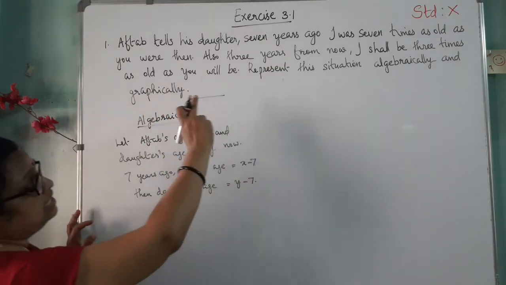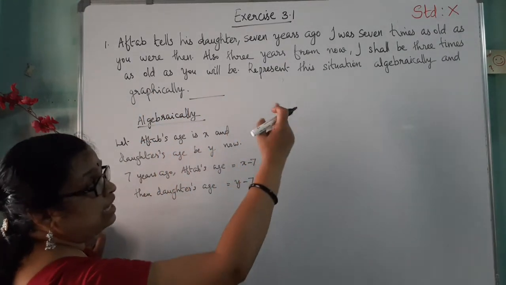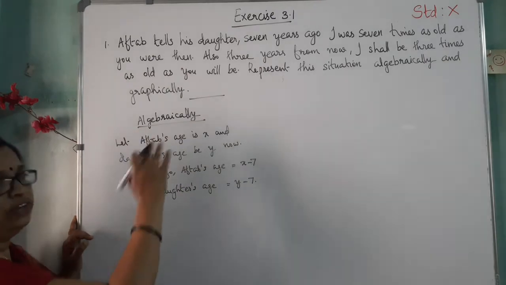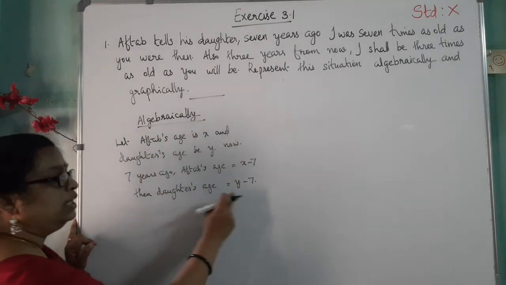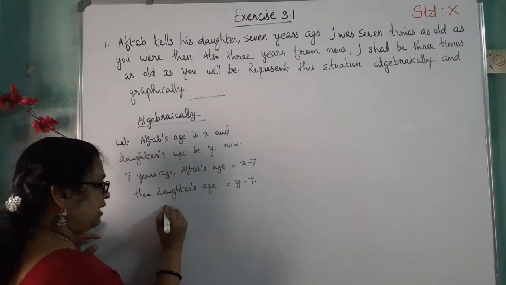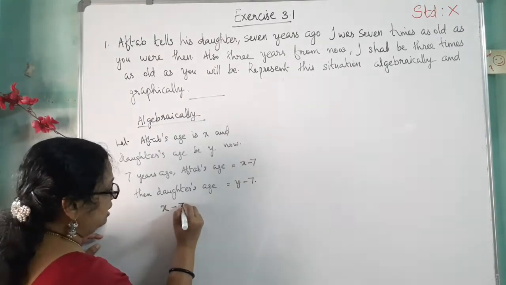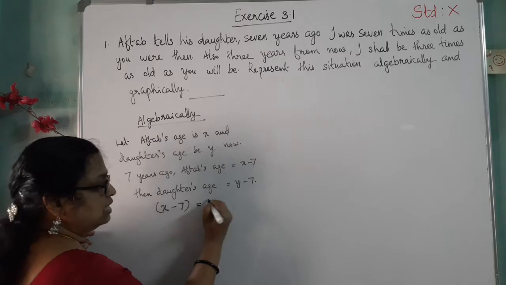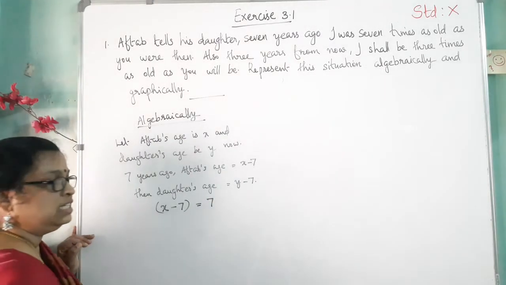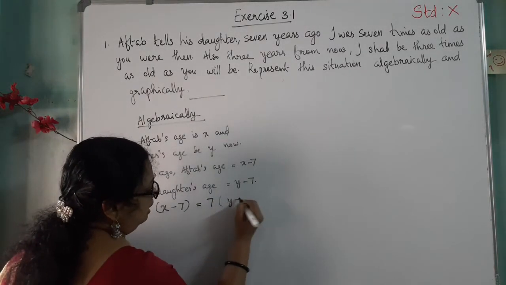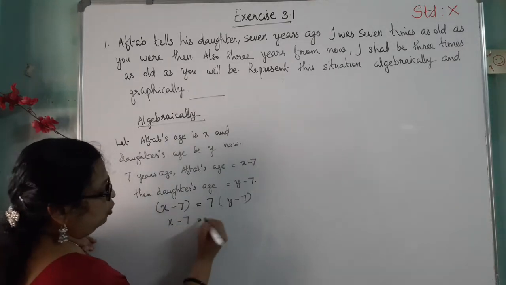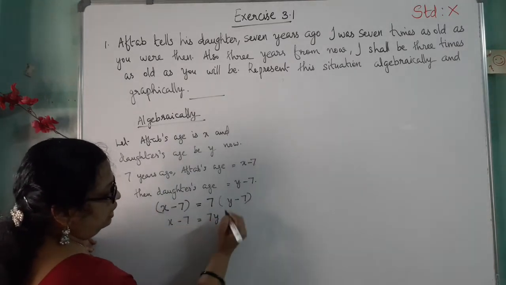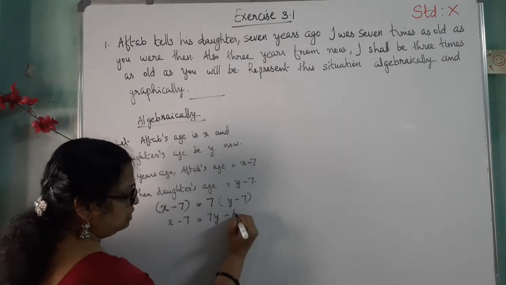Then Aftab tells his daughter, 7 years ago I was 7 times as old as you were then. That is, Aftab's age is 7 times the daughter's age. So we can write x minus 7 is 7 times, 7 multiplied by y minus 7. Then x minus 7 equal to 7 into y, 7y, 7 into minus 7, minus 49.